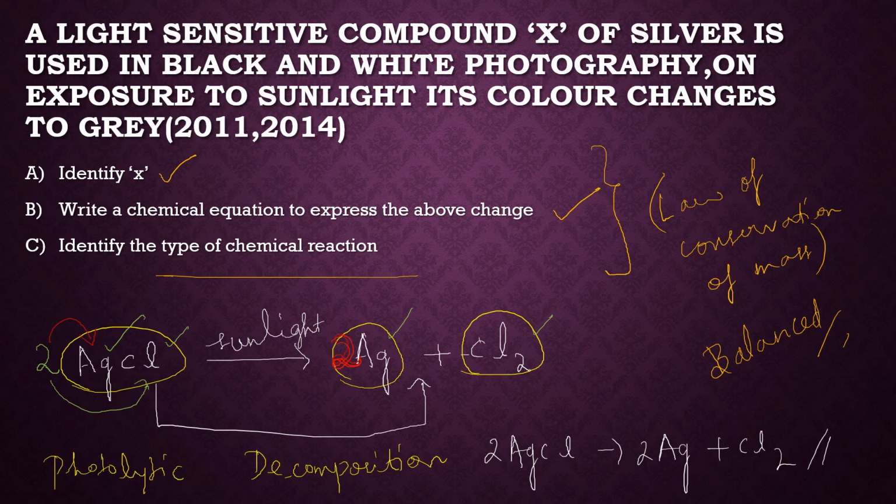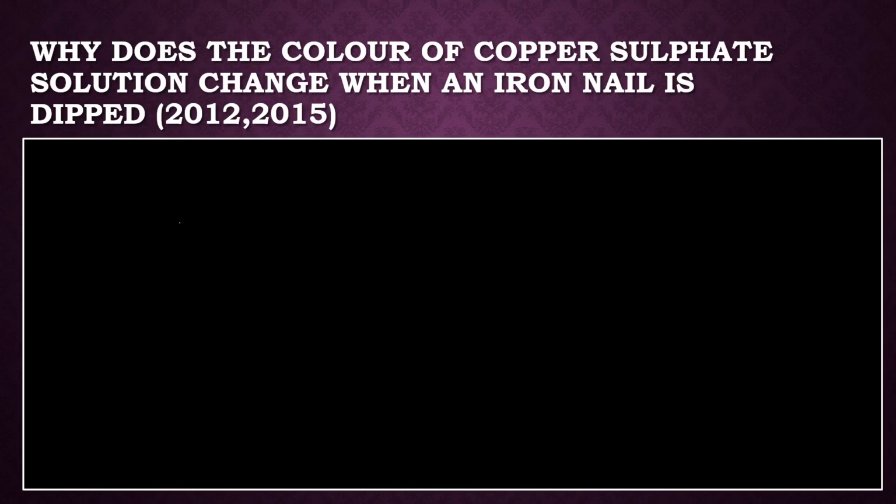Fine. So this is how you have to answer such type of questions. It's very important. Why does the color of copper sulfate solution change when an iron nail is dipped? And this question has been asked twice in the board examination in the year 2012 and 2015.